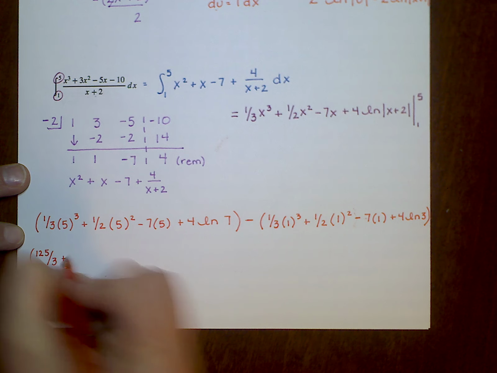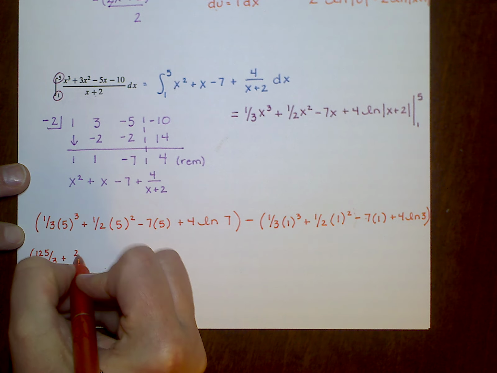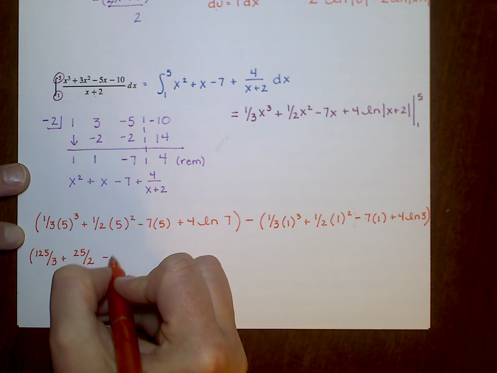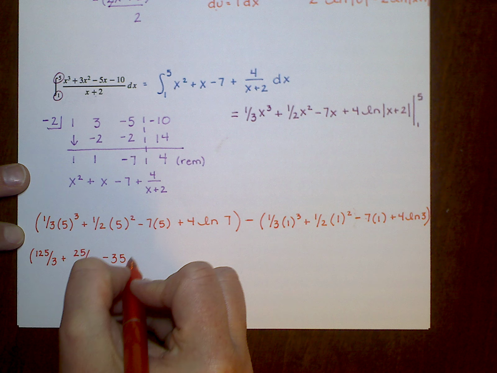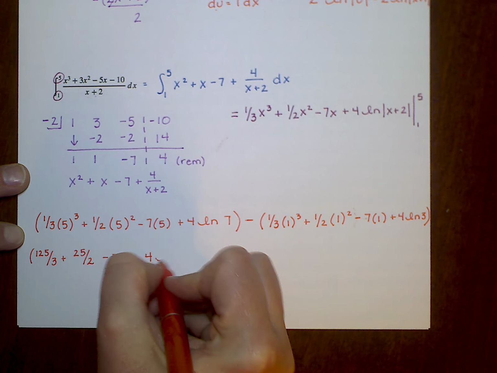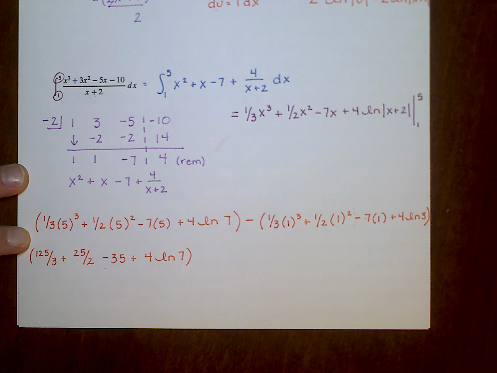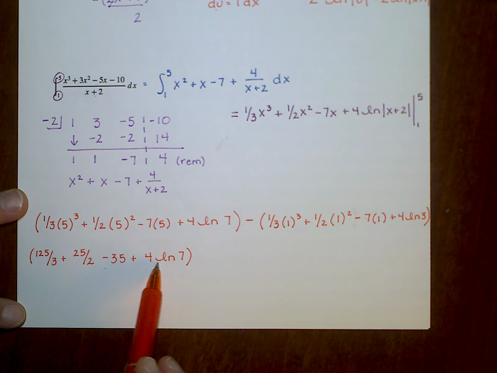This is going to be 25 over 2. This is going to be 35. And then 4 natural log 7. The natural log 7, I'm honestly not going to do anything with. There are some things that I could do to combine it with this other natural log over here. We'll talk about that in a second. But I don't expect you to know natural log of 7. When I say simplify, you can leave it alone.